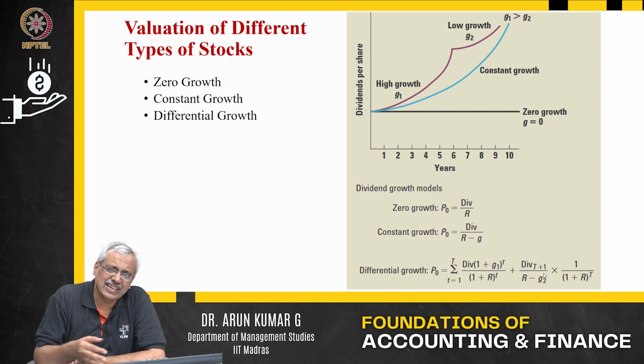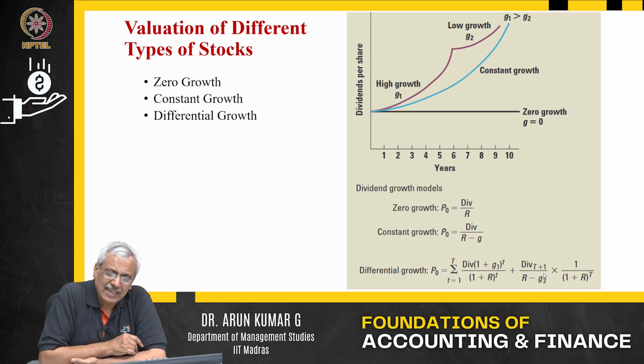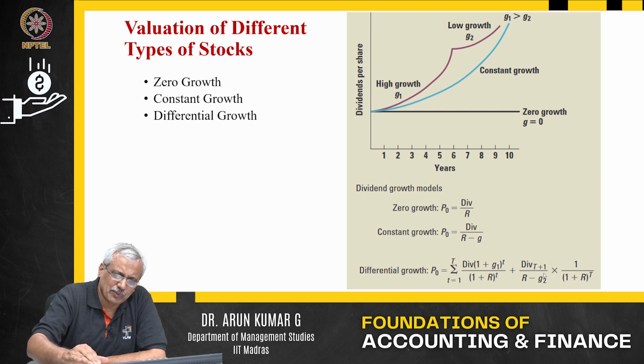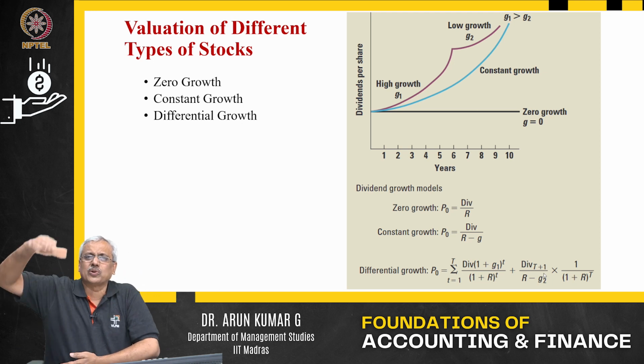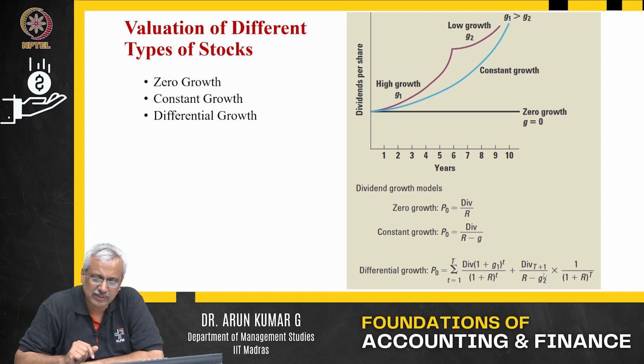Now, on the right you see a lot of formulas and a graph. Let us look at the graph. The x-axis is years, the y-axis is dividends per share. In the zero growth, the constant dividend, the line is simple and straight. Whereas in a constant growth, the curve keeps moving upwards. Whereas in a differential growth, there is a low growth, high growth, low growth, high growth. I have just depicted it in the form of a graph.